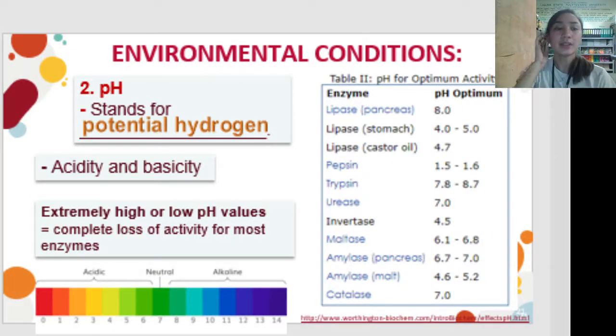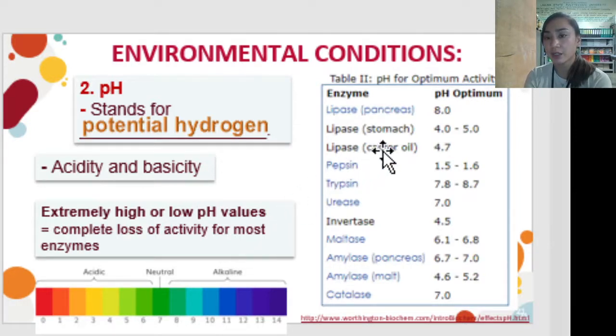And then, we have another condition which is the pH, stands for potential hydrogen. So, potential hydrogen, it is basically the scale of 0 to 14, which measures acidity and basicity. Now, if there is an extremely high or extremely low pH value, there may be a complete loss of activity for most enzymes. Kasi we have an optimum pH for different enzymes.